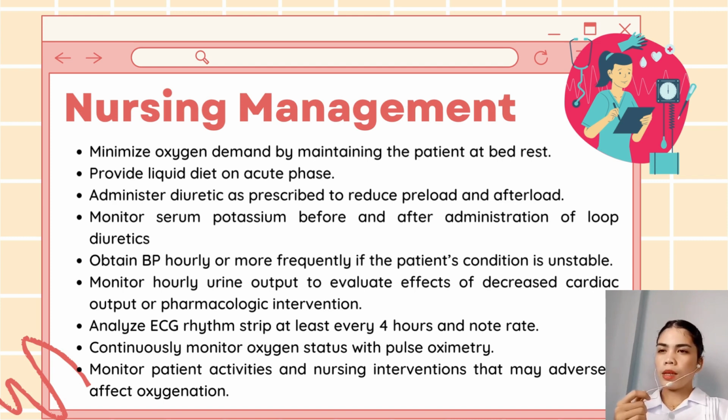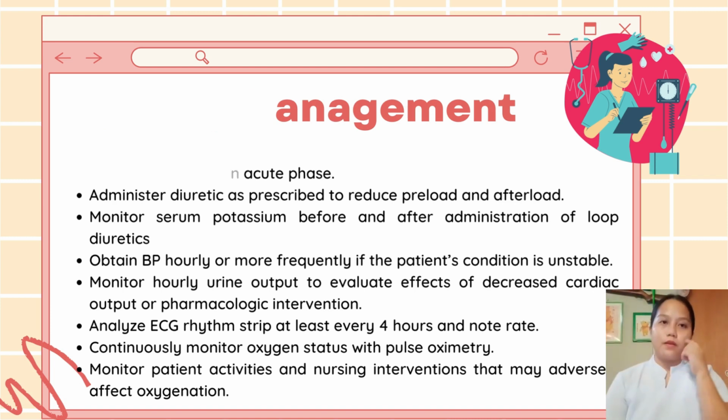And then analyze electrocardiogram or ECG rhythm strip at least every 4 hours and note rate. Continuously monitor oxygen status with pulse oximetry. Monitor patient activities and nursing interventions that may adversely affect oxygenation.